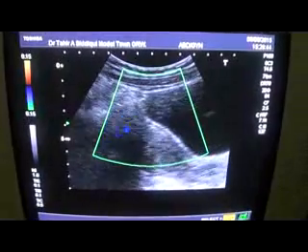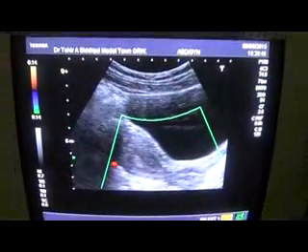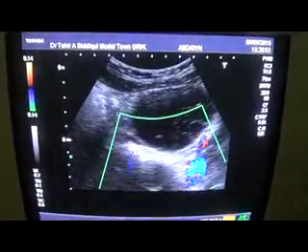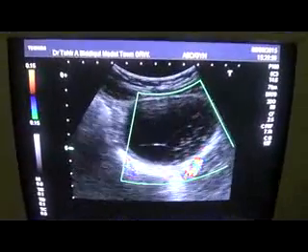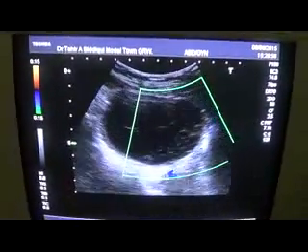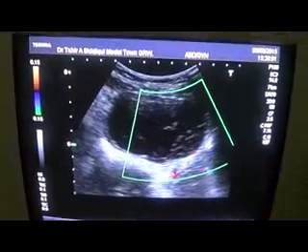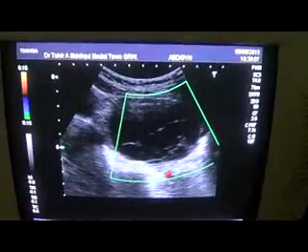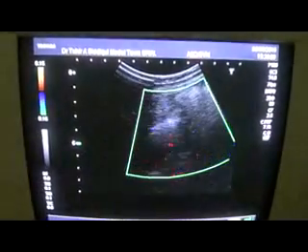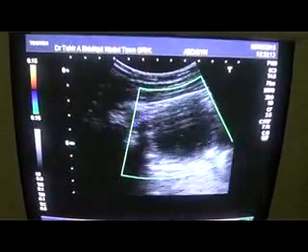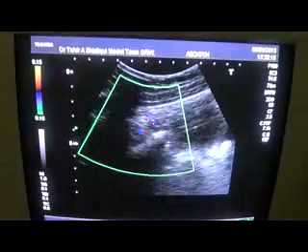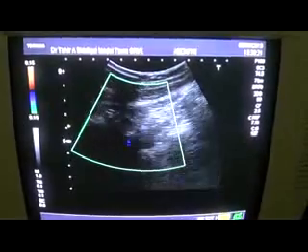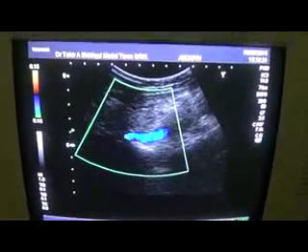This is the uterus. The uterus is normal by all parameters. And when I move the probe anteriorly and to the left side, I come across the cystic area, and here you can see the iliac vessels, or internal iliac vessel, on the left side, and on the right side, these are the iliac vessels on the right side.